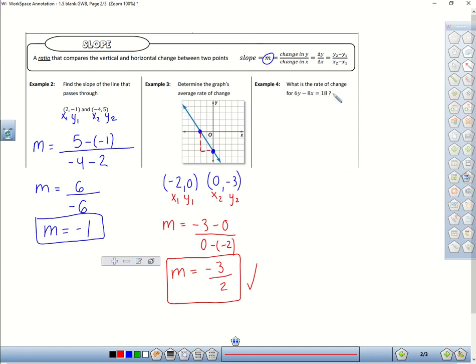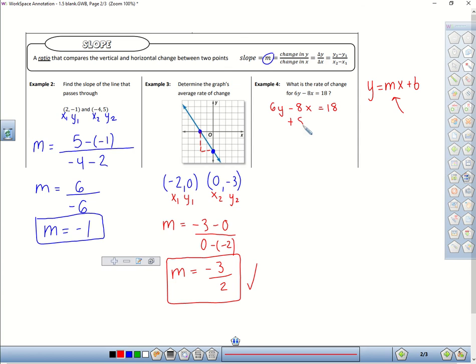Now it says here, what is the rate of change for 6y minus 8x is equal to 18? Well, if we can obtain the form y equals mx plus b for any line, we can determine the slope by looking at what the m value is when we're in this form. So let's go ahead and obtain that form of my equation.